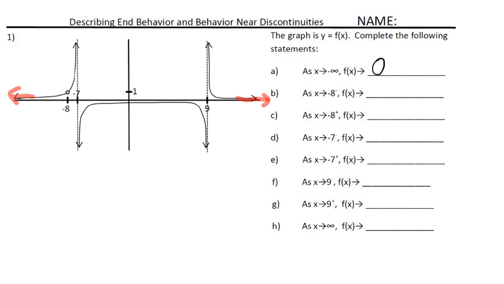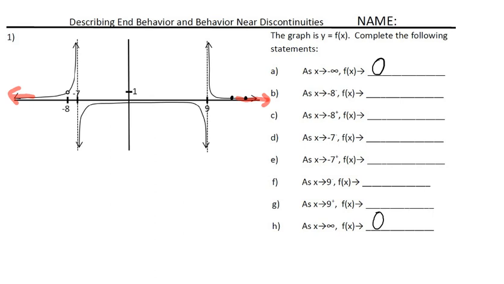All right. So the rest of these questions are asking about behavior near discontinuities. I have 3 discontinuities in this graph. 3 places where I'd have to pick up my pencil if I was trying to trace this whole graph. I've got a hole at x equals negative 8, and I've got vertical asymptotes at x equals negative 7 and x equals 9.